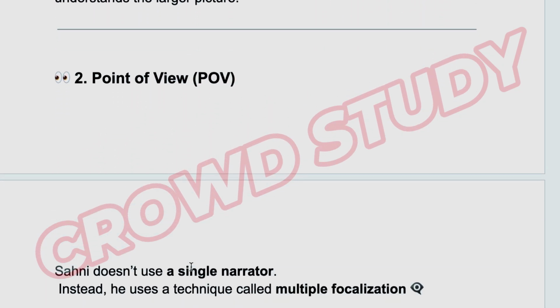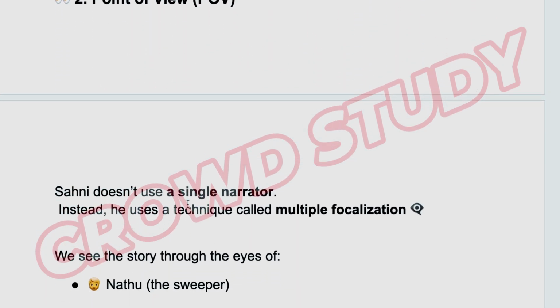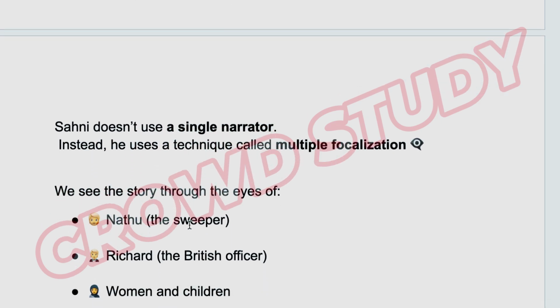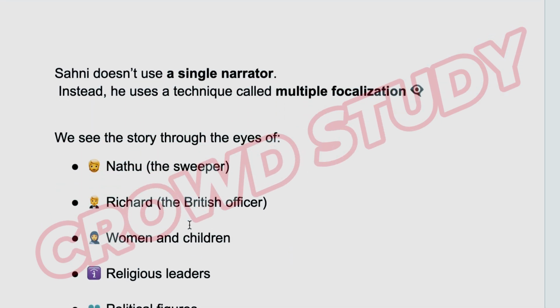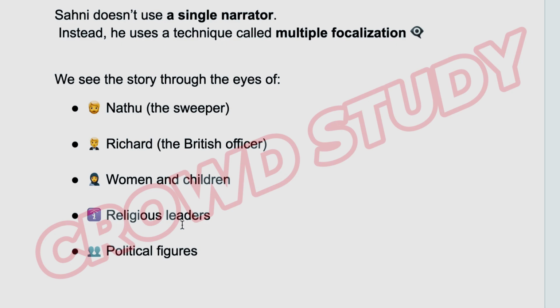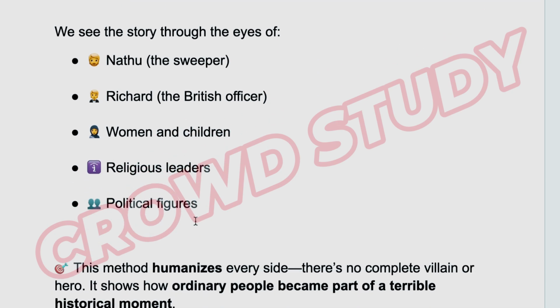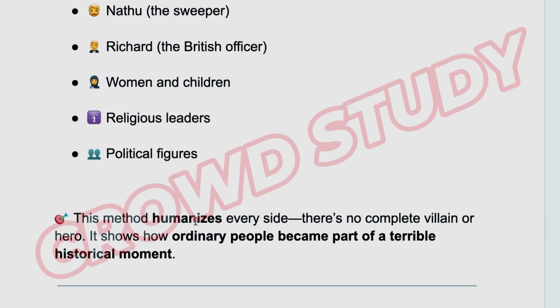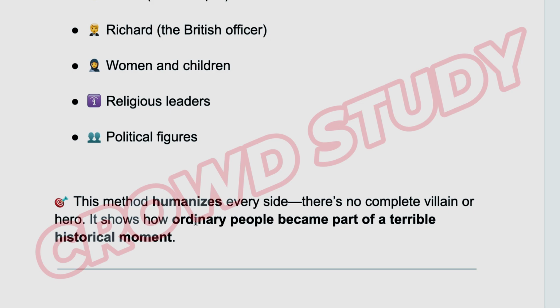Now move to the second point, point of view. Sahni does not use a single narrator. Instead, he uses a technique called multiple focalization. We see the story through the eyes of Nathu, the sweeper, Richard, the British officer, women and children, religious leaders, political figures. This method humanizes every side. There is no complete villain or hero. It shows how ordinary people become part of a terrible historical moment.